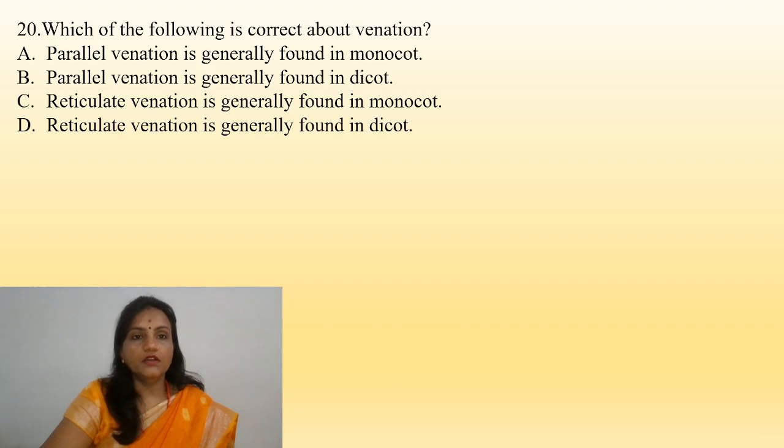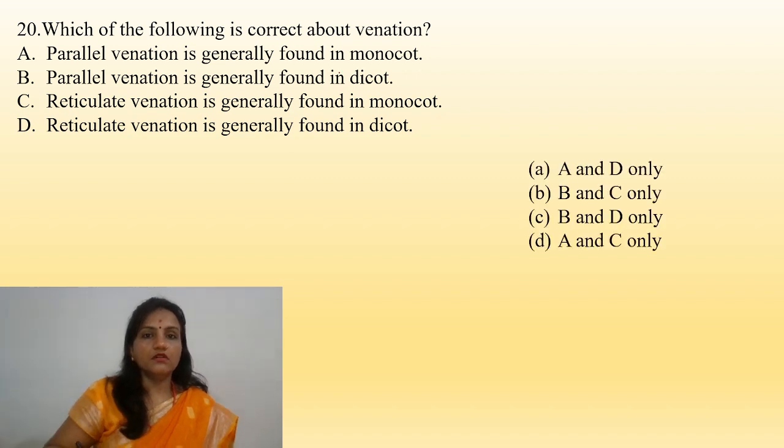Right. Let's go for question number 20. Which of the following is correct about venation? Parallel venation is generally found in monocot. Okay, correct. Parallel venation is generally found in dicot. So it is found in monocot, correct.